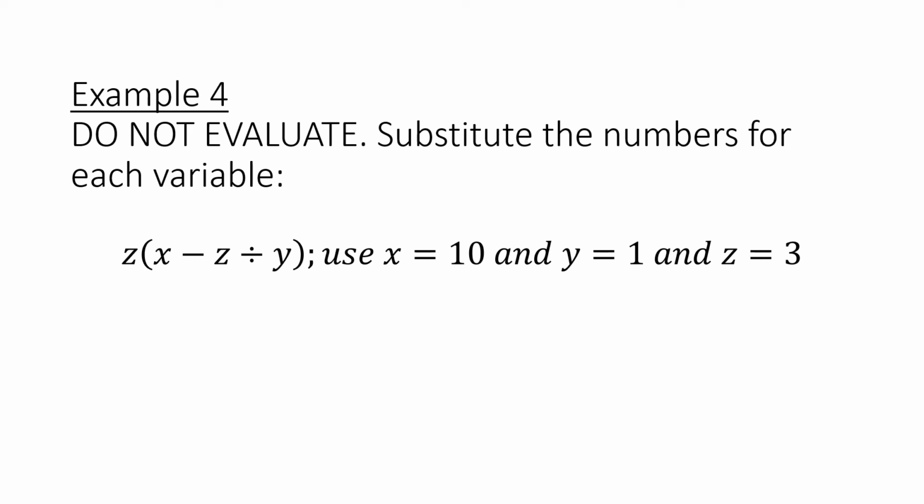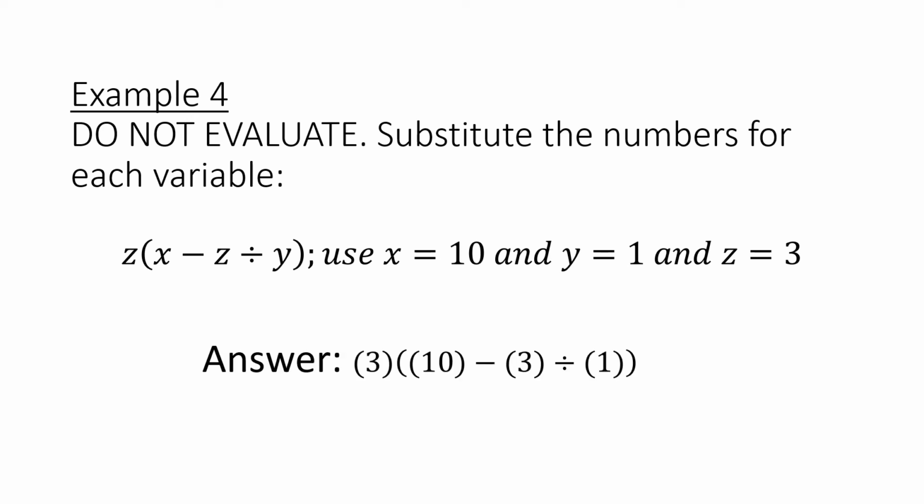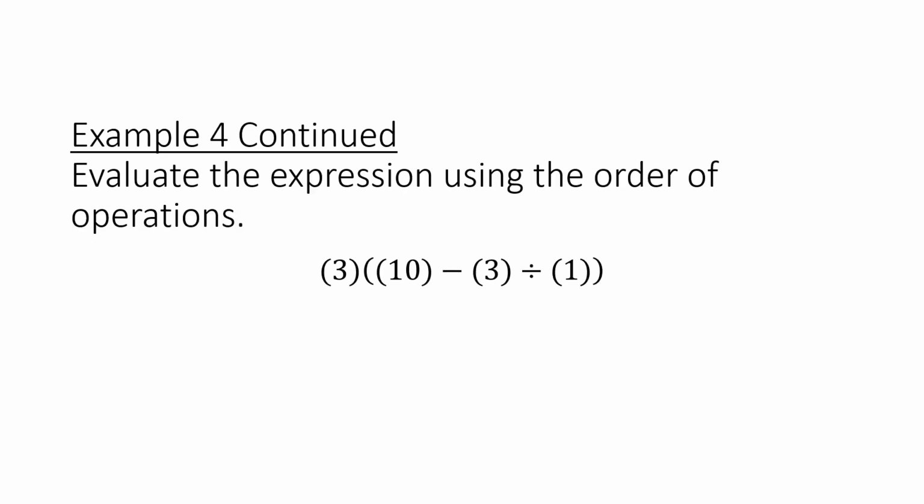And so to do the substitution, anywhere we see the x, we're going to put the 10 with parentheses around it. Anywhere we see a y, we're going to put a 1 with parentheses around it. And then last, anywhere we see a z, we are going to be putting a 3 with parentheses around it. So this is what that would look like. That would be that step's answer. Notice that I have parentheses around each of the numbers that I substituted in, and I'm not evaluating yet. That will be our next step.